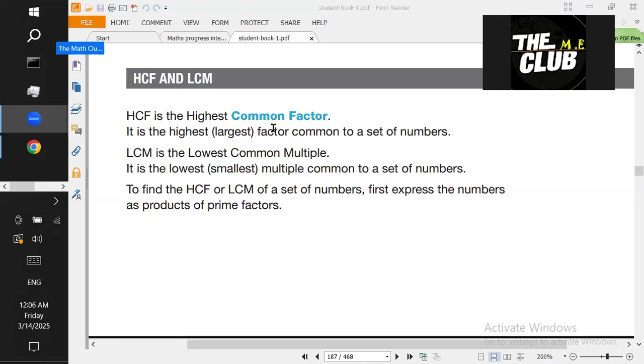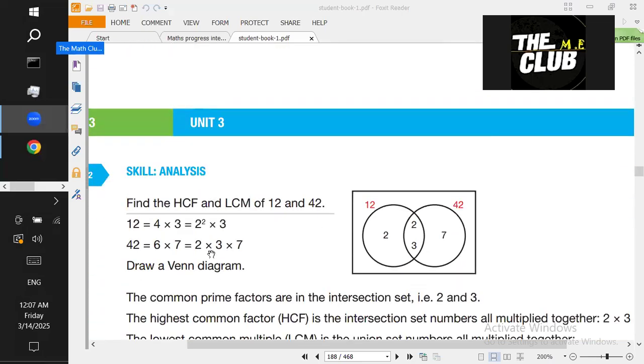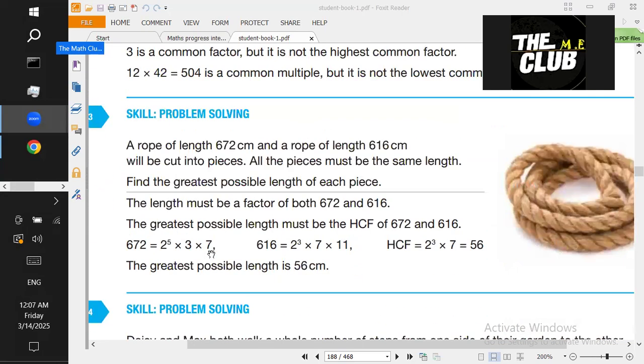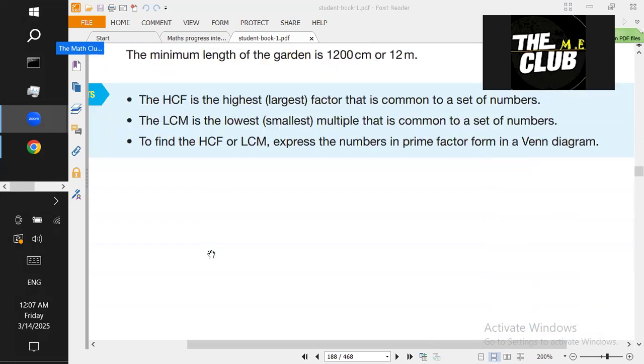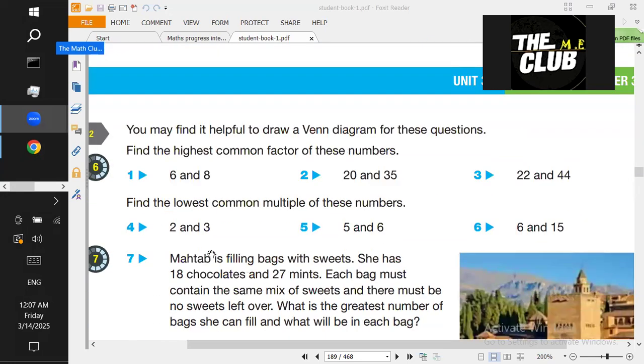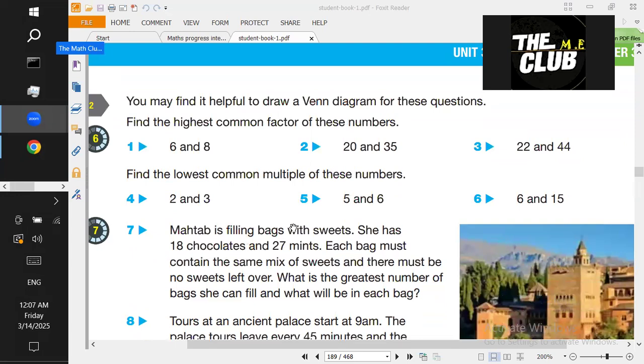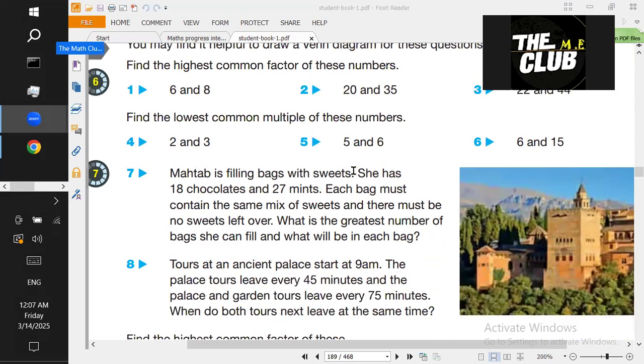In this video, we're going to talk about HCF and LCM, highest common factor and lowest common multiple for numbers. Okay, let's check the questions and how to find the highest common factor and lowest common multiple for any values. Now, sometimes you'll have questions like these. You'll have numbers and they will ask you to find the highest common factor or lowest common multiple.